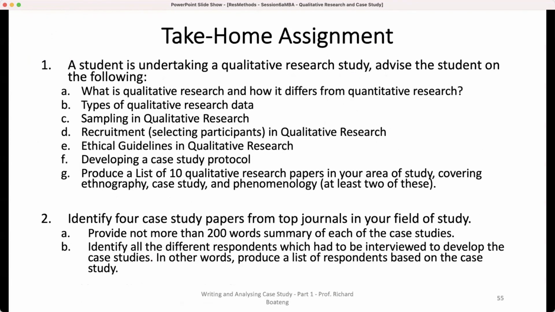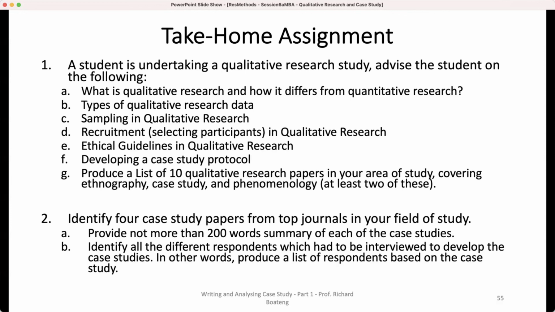We thank God. Okay, so these are the questions that we have. A student is undertaking a qualitative research study. Advise the student on the following. What is qualitative research? How does it differ from quantitative research? Types of qualitative research data. Sampling in qualitative research. Recruitment in qualitative research. Ethical guidelines in qualitative research.